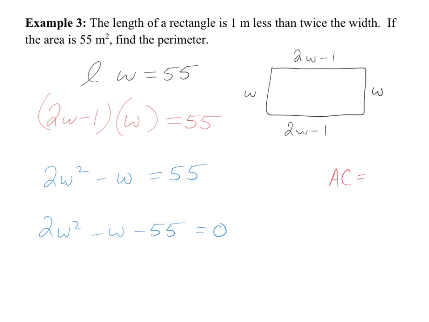AC would be negative 110. In this case, B is negative 1. Where does negative 110 come from? 2 times negative 55, that's AC. And then B is whatever's here. And since right here there's a negative, it means that B is negative 1. And remember, I have to ask myself, what multiplies to negative 110 and adds up to negative 1?